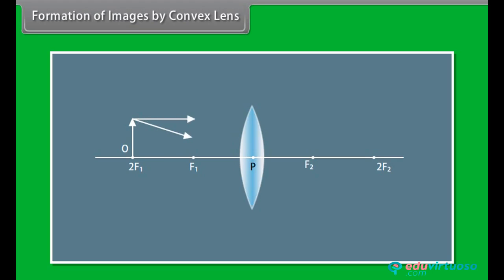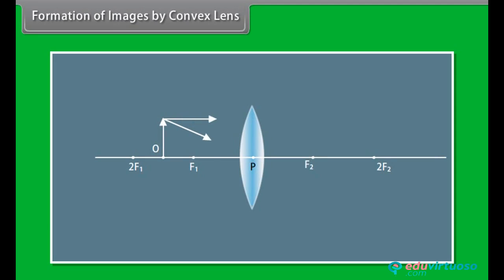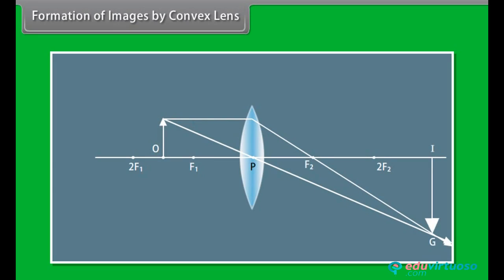When the object is placed at 2F, then the image is formed at 2F on the opposite side. The nature of the image is real, inverted, and the same size. When the object is placed between 2F and F, then the image is formed beyond 2F on the opposite side. The nature of the image is real, inverted, and enlarged.